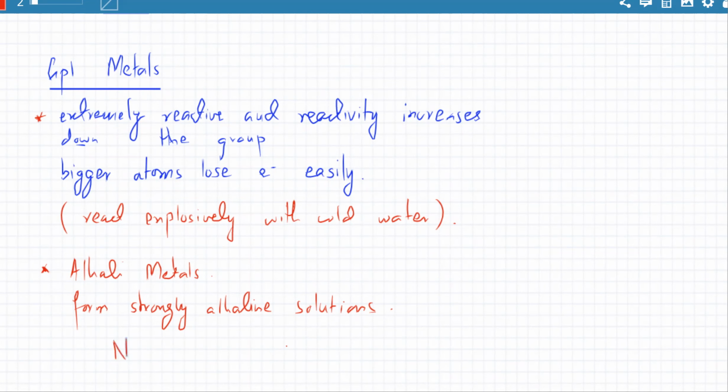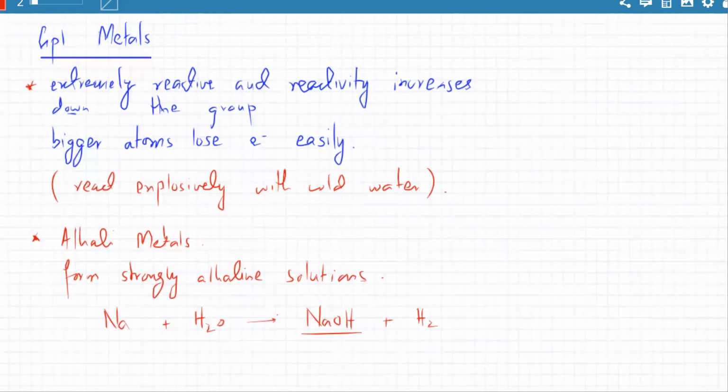So if you add sodium to water, there's going to be an explosive reaction. What's going to happen is that NaOH is going to be produced, and hydrogen gas would be given off. So that's a strong alkali that's getting produced in the reaction. So these are referred to as alkali metals.